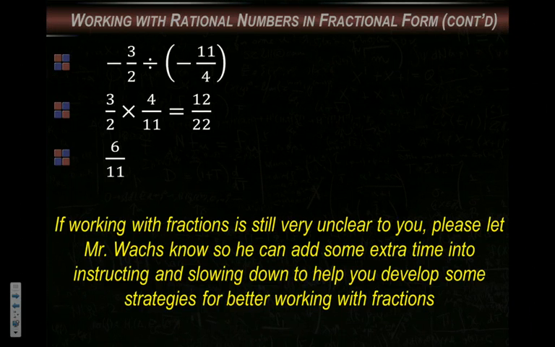Improper fraction, 3 over 2, divided by negative 11 over 4. Flip it, we get 4 over 11. Multiply it, we get 12 over 22, reduces to 6 over 11. Now in this case, we have a negative divided by a negative. A negative divided by a negative? Positive, right. Positive number.